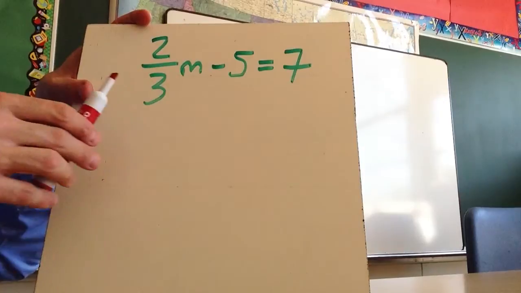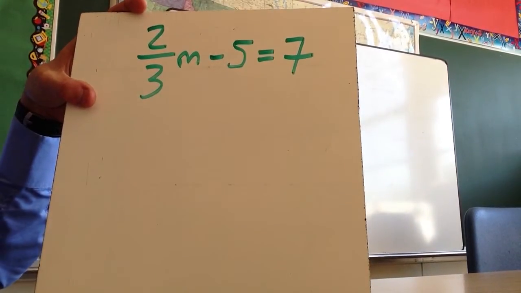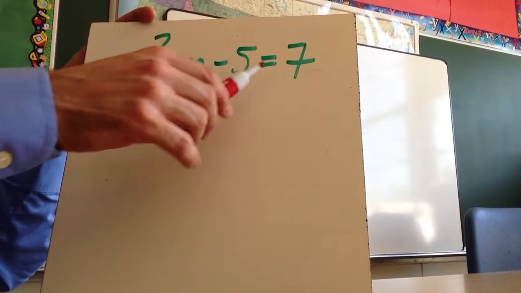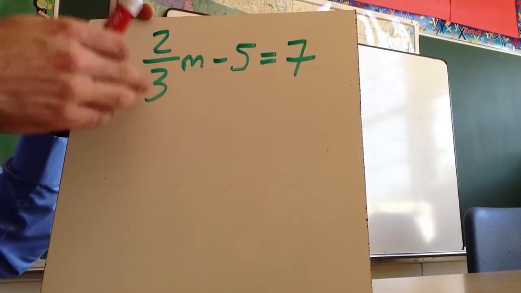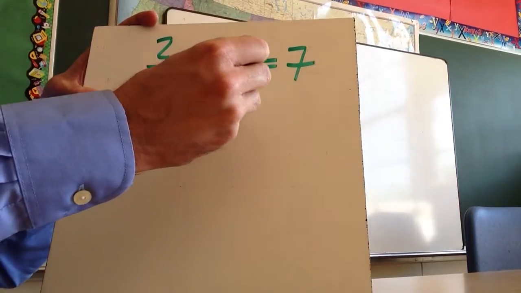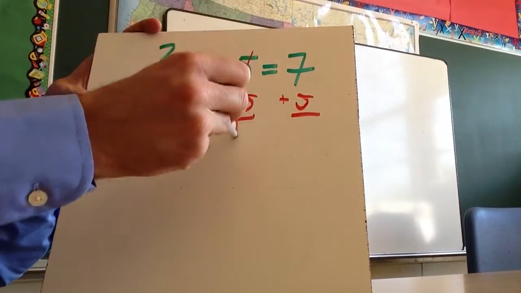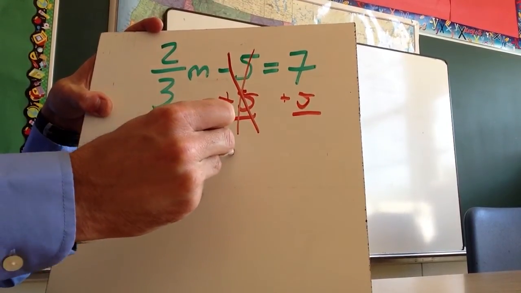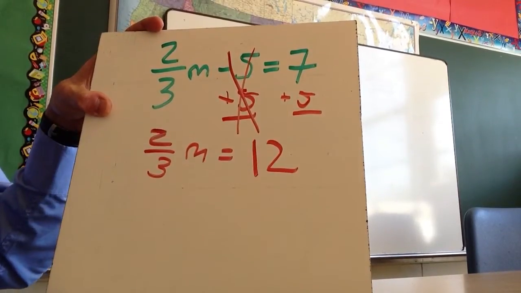All right, now, 2/3 m minus 5 equals 7. So again, I need to get the m by itself, and so the first thing I'm going to do is deal with the numbers that are outside or away from the m, and then I can deal with the coefficient, or the number that's in front of the m. So first thing I'm going to do is add 5. Since I have a negative 5 here, adding 5 is the opposite. That will cancel out, so I have 2/3 m equals 7 plus 5, which is 12.